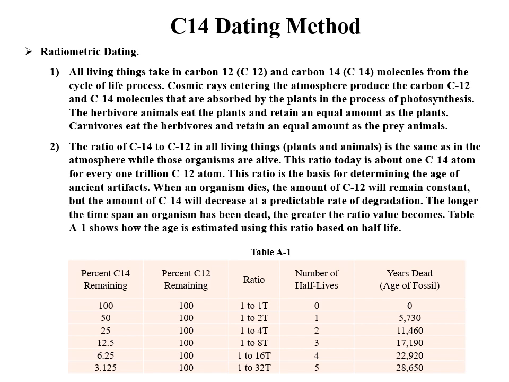It's perfect science. So now that we have established that the B&H theory is 100% accurate and trustworthy, we can now go forward to the next step, the magnetosphere effect on carbon-14 dating. Okay, so let's talk about the carbon-14 dating method. All living things take in carbon-12, which is C12, and carbon-14, C14 molecules from the cycle of life process. So cosmic rays entering the atmosphere produce the carbon-12 and the carbon-14 molecules that are absorbed by the plants in the process of photosynthesis.